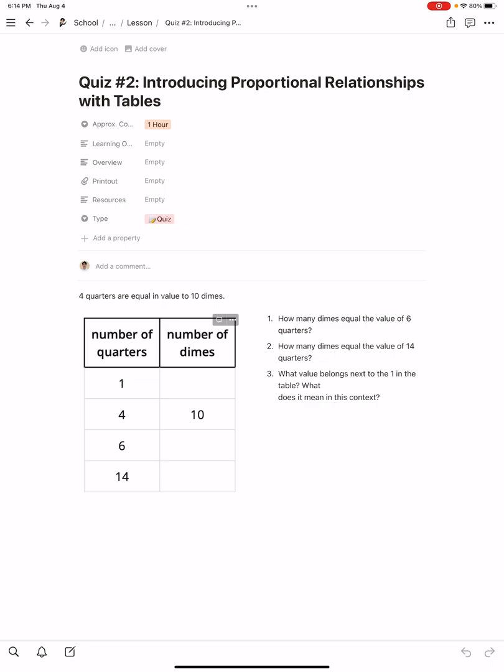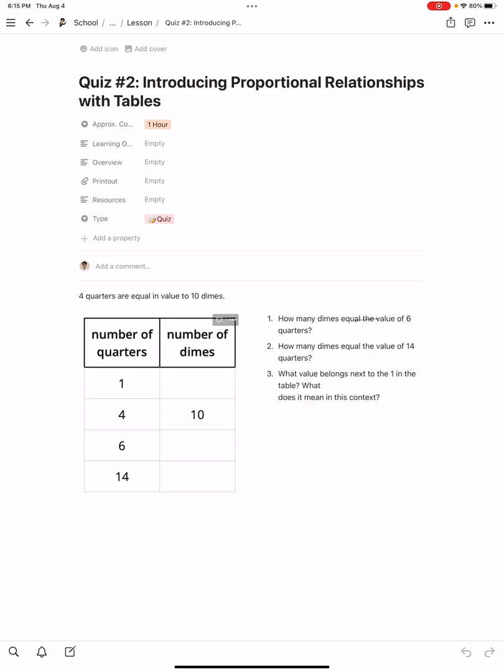Like I told you before, when you solve your homework, you just have to write down the most important information about the problem. That's exactly what you're going to do with the quiz as well. For example, this right there says 4 quarters are equal in value to 10 dimes. That seems important, so I'm going to write that down. I don't necessarily have to write the question down.